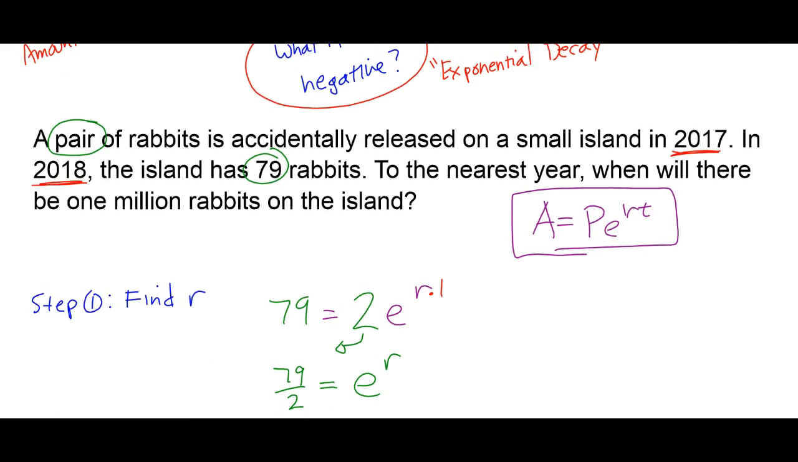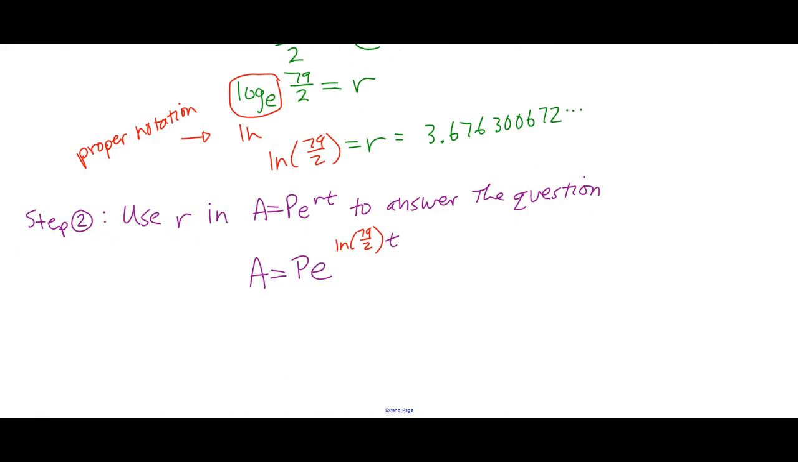Let's see, pair of rabbits, 2017, 1870. Here we go. To the nearest year, when will there be 1 million rabbits? So 1 million is going to be the final amount at the end of some unknown length of time. So what that means is we're going to plug in 1 million for A.